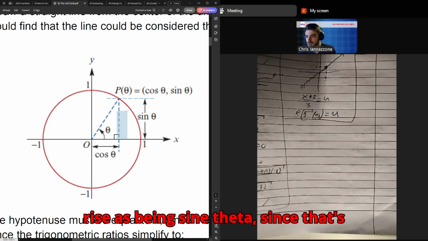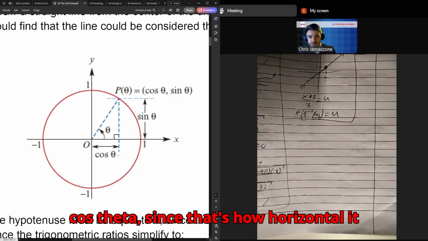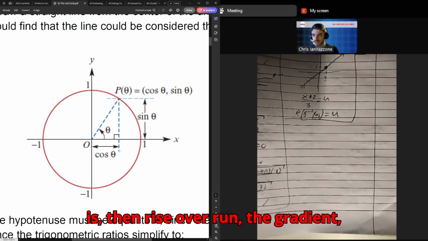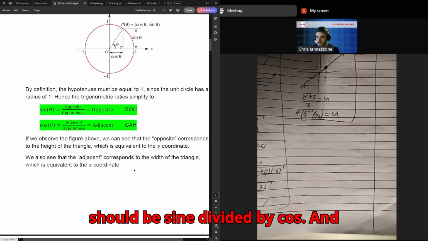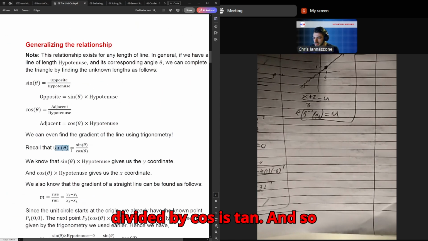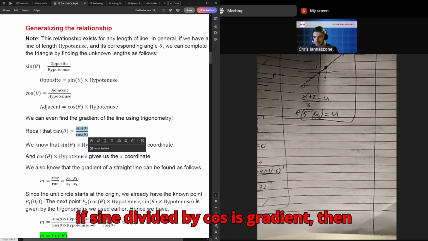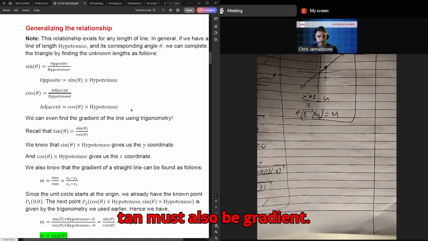And so if you think about the rise as being sine theta, since that's how vertical it is, and the run as being cos theta, since that's how horizontal it is, then rise over run, the gradient, should be sine divided by cos. And if you weren't already aware of it, sine divided by cos is tan. And so if sine divided by cos is gradient, then tan must also be gradient.